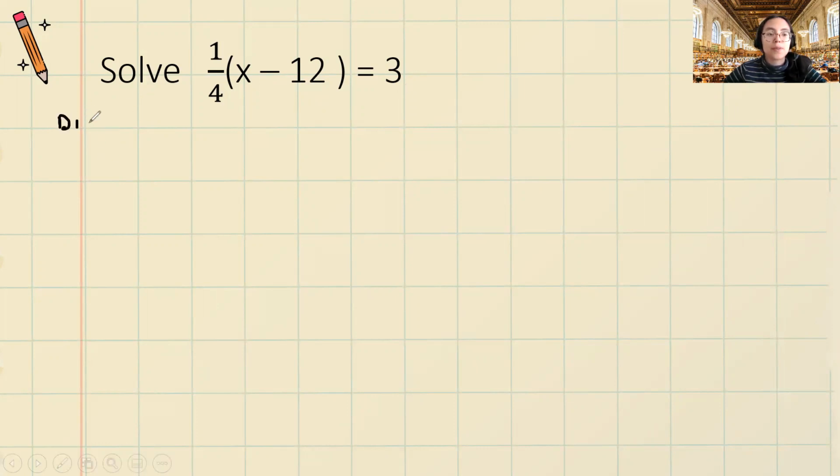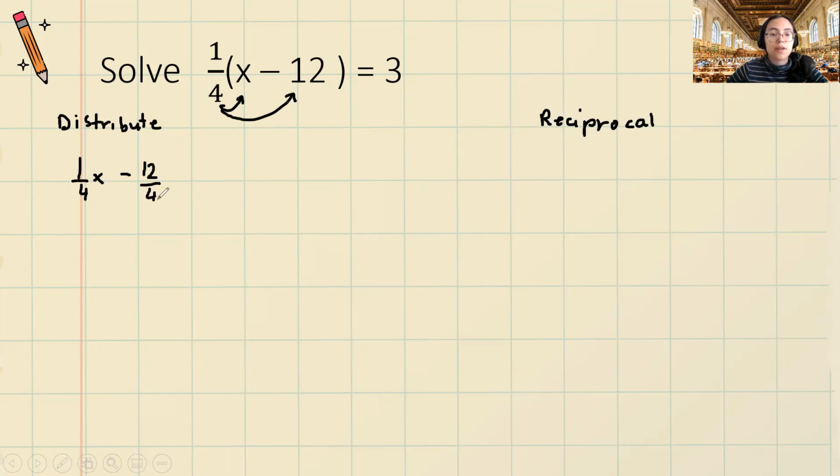Let's do both. So I'm going to distribute in here, and on this side, I'm going to multiply by the reciprocal. So when I distribute, I'm going to multiply 1/4 times x, that will give me 1/4 x. 1/4 times -12 is going to give me -12 divided by 4, and all of that will be equal to 3. And I can actually reduce this fraction here. -12 divided by 4 is just -3. Okay, now it's equal to 3.